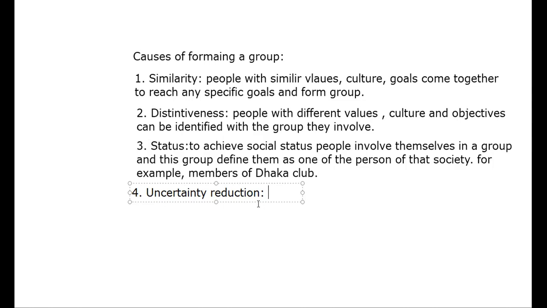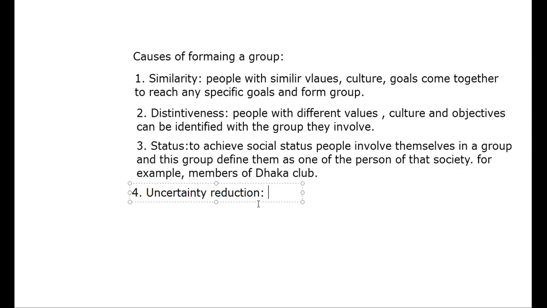For example, I've given here Dhaka Club members. They should have some specific job or some social reputation, otherwise they cannot be a member of Dhaka Club. In that way, status makes differences in the position of a person in the society. Then uncertainty reduction.